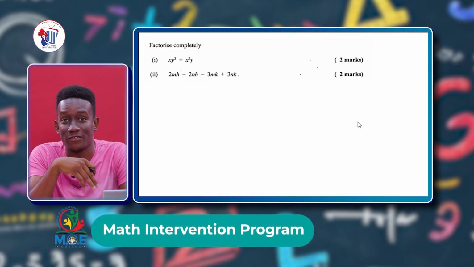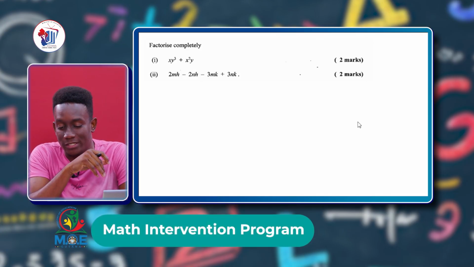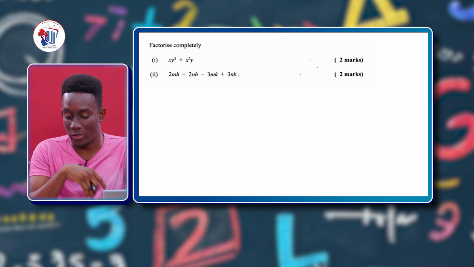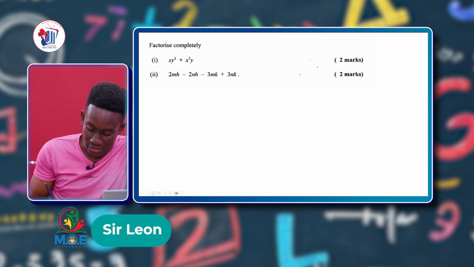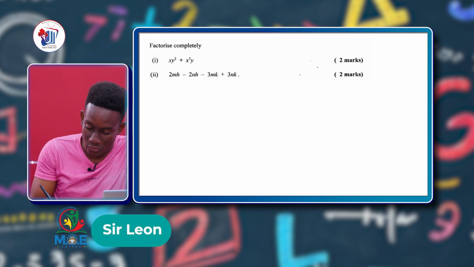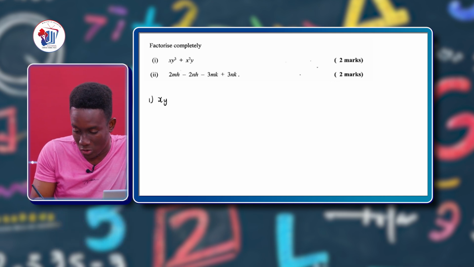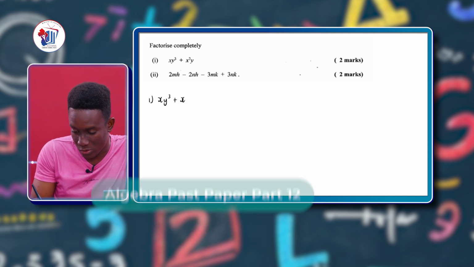So the question says, factorize completely. So we have xy to the third power plus x squared y. So let me write back that we want to factorize that question. So the first one we have xy to the third power plus x squared y.